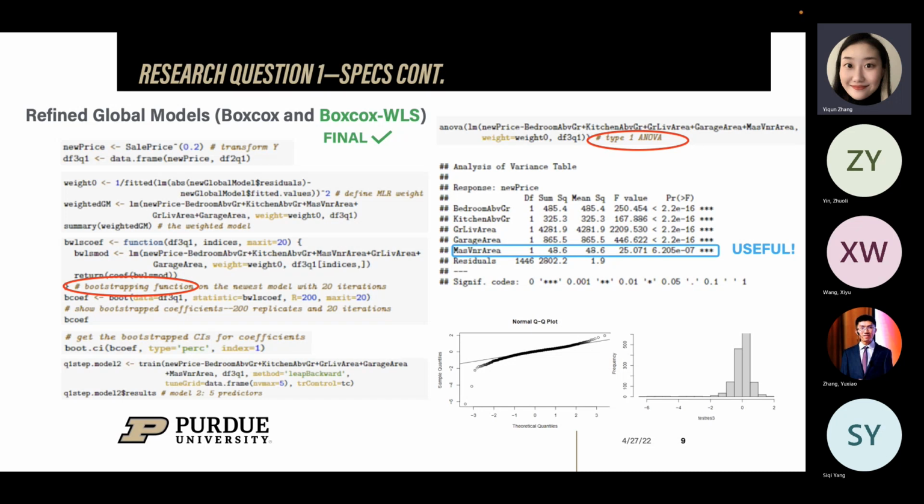Type 1 and 2 ANOVA tables were used. For type 1, we entered the masonry veneer area last to see its effect. And the masonry veneer area could not be dropped, given all other variables in the model.